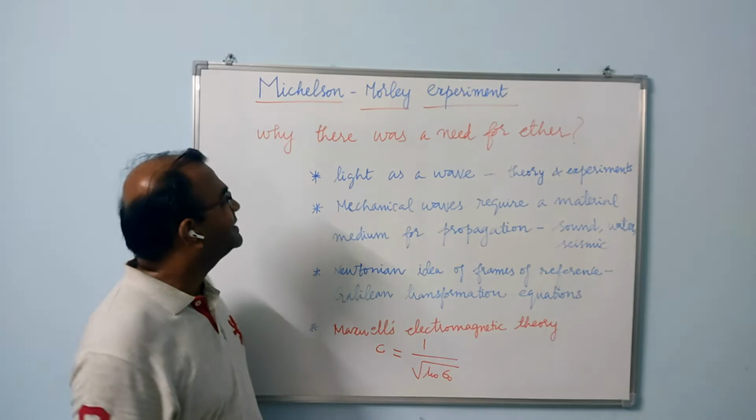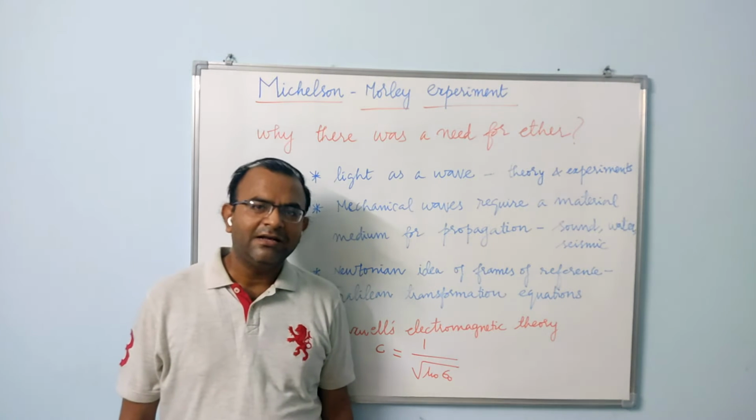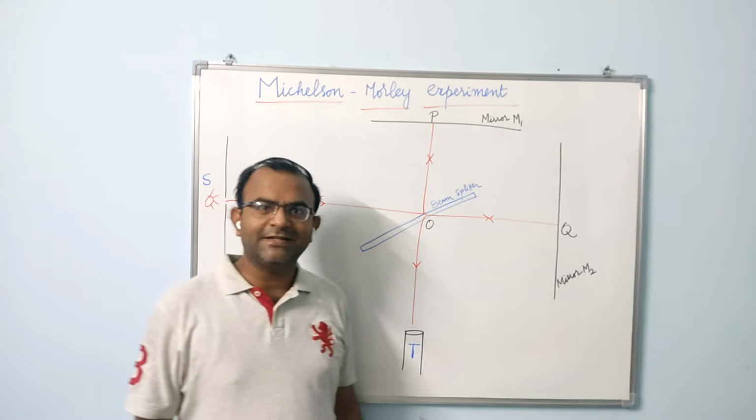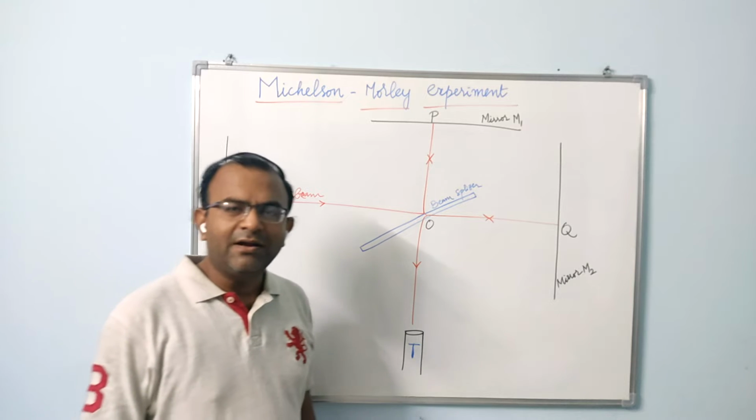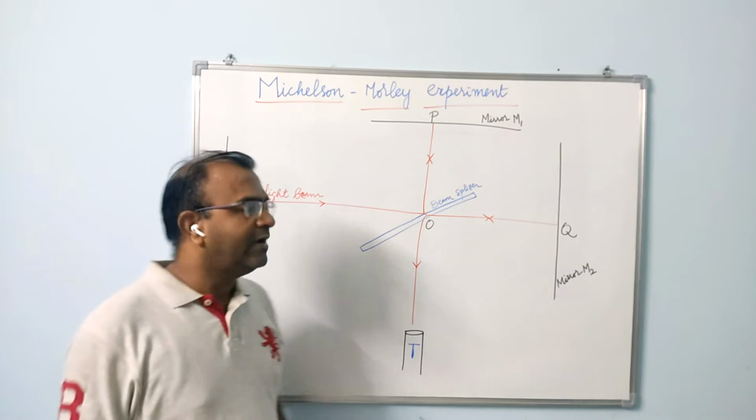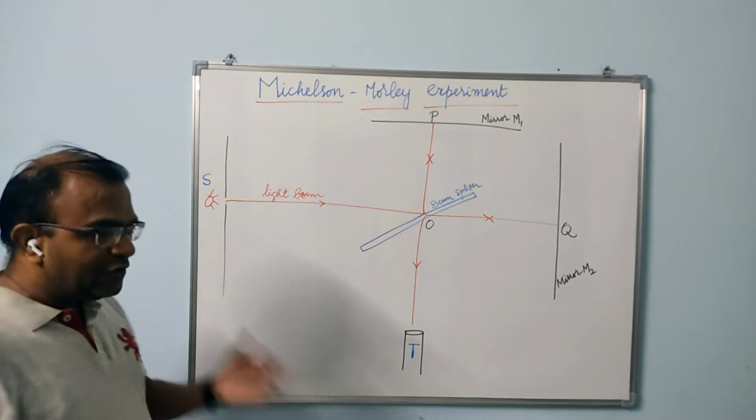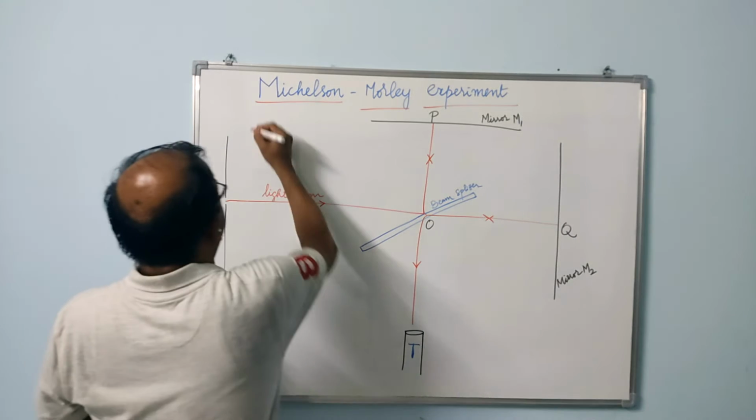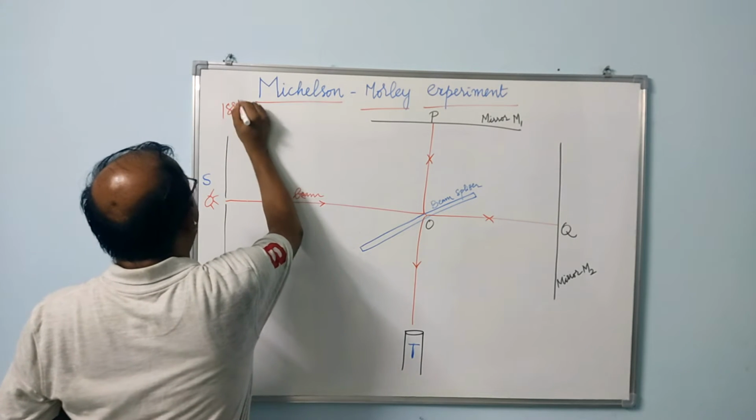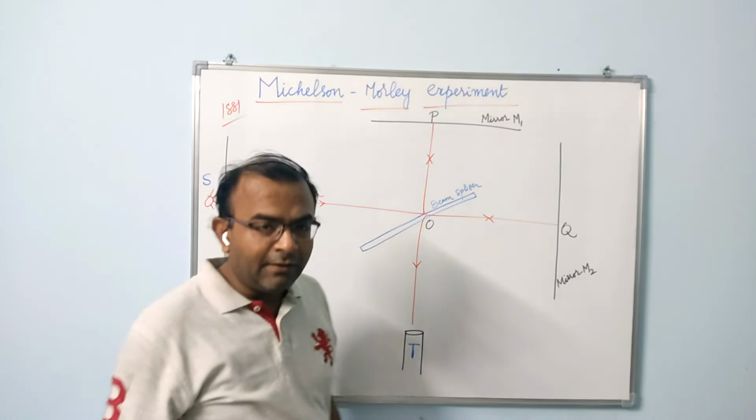Now let us proceed to discuss the Michelson-Morley experiment in some detail. Let us discuss the experimental details of the Michelson-Morley experiment. The original experiment was performed in the year 1881 by Albert Michelson.